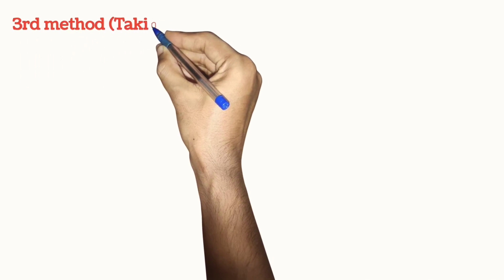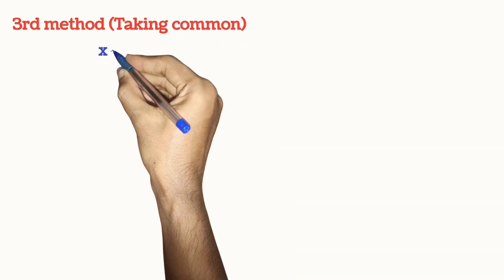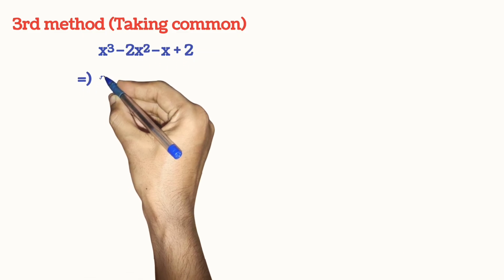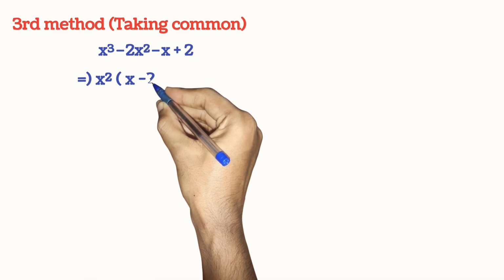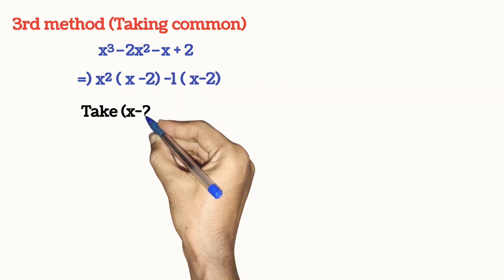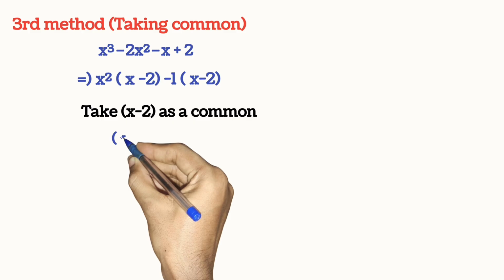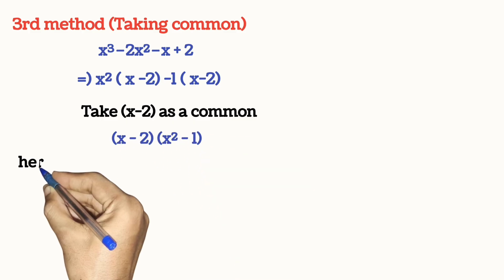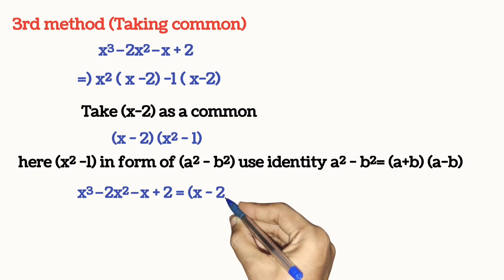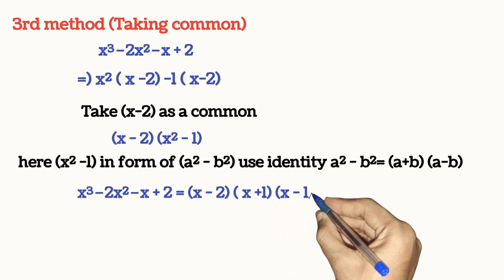Third method, taking common. Now x^3 - 2x^2 - x + 2, take x^2 as common, we get x - 2. Then take -1 as common, we get x - 2. Now taking x - 2 as common, we get (x - 2)(x^2 - 1). Now x^3 - 2x^2 - x + 2 is equal to (x - 2)(x + 1)(x - 1).